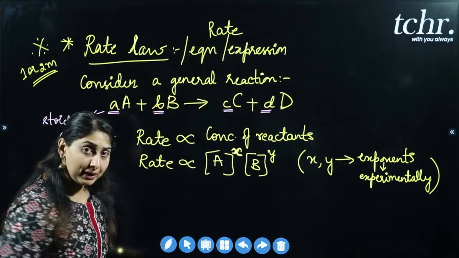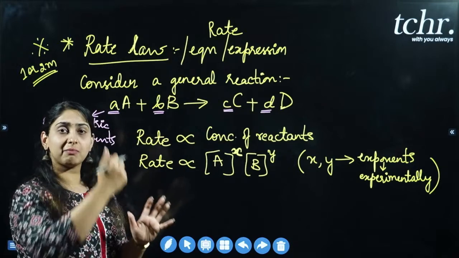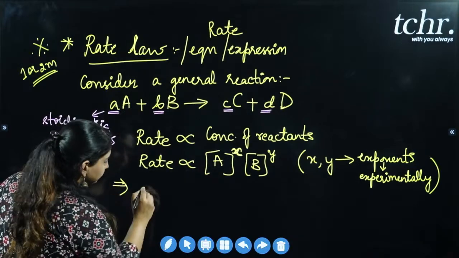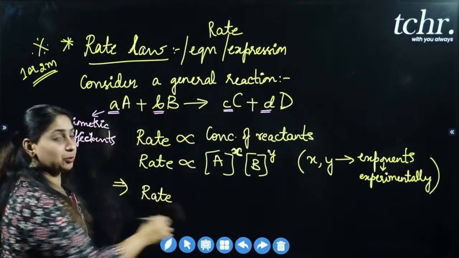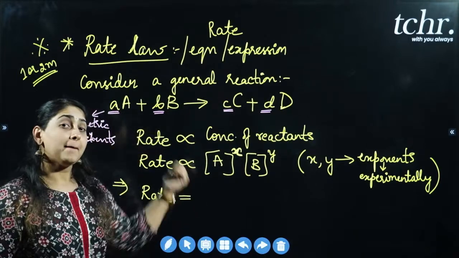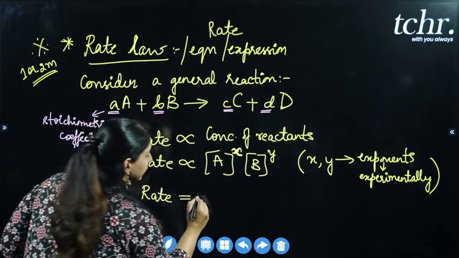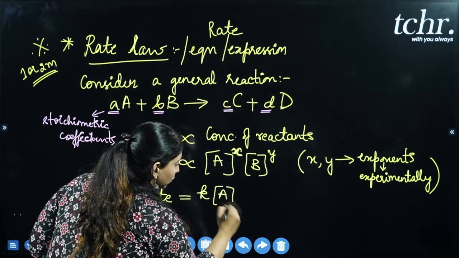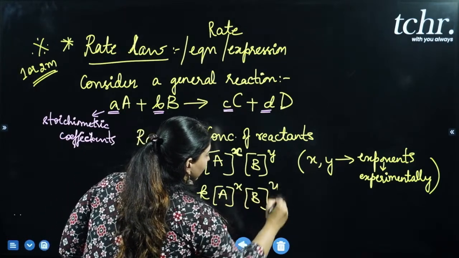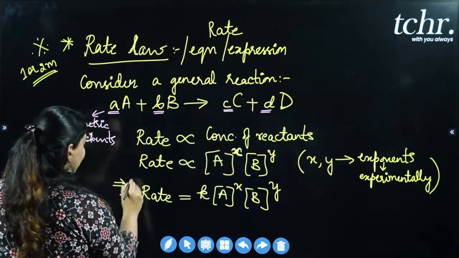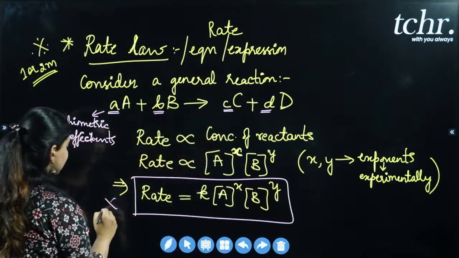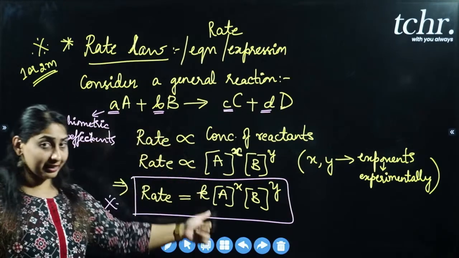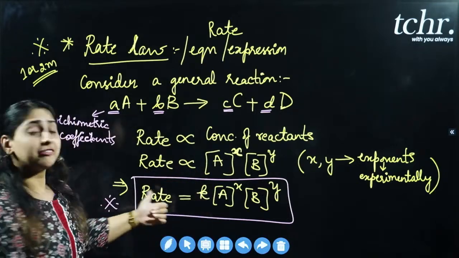Next, if I replace the proportionality symbol, if I want to introduce an equality symbol, what should I do? Yes, as you already know, you will be able to replace the proportionality symbol with the equality symbol by introducing a proportionality constant. So I will take it to be small letter k. So here, rate is equal to k into A to the power x and B to the power y. Please make a note of it. Very, very, very important for your exam, and this itself is called the rate law expression. Rate law or rate expression, rate equation, this is what we call it. Very important for your exam.